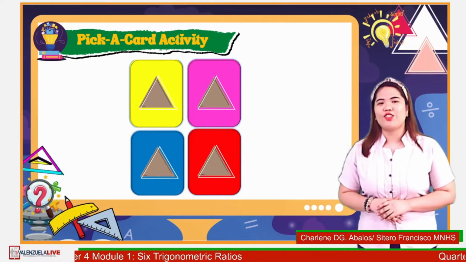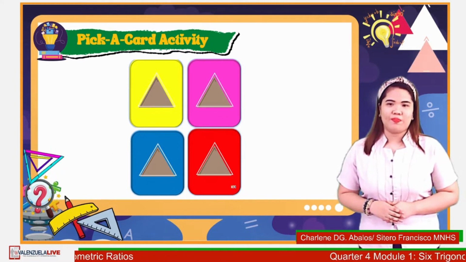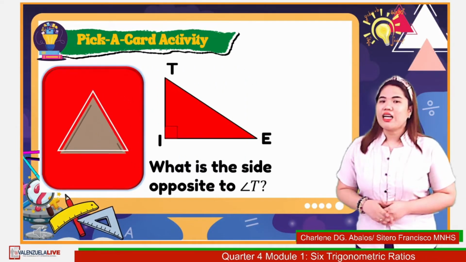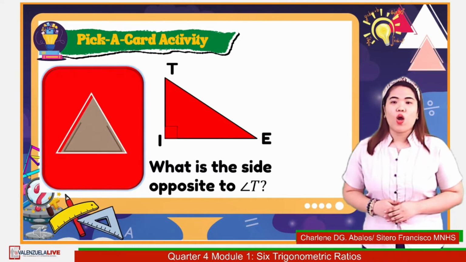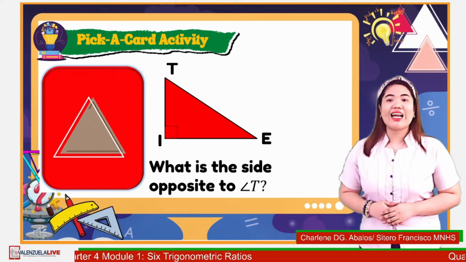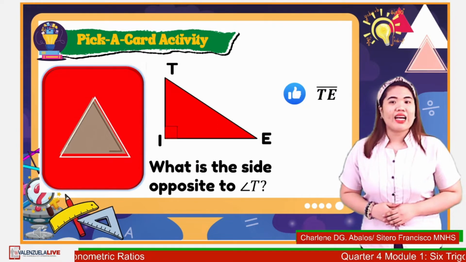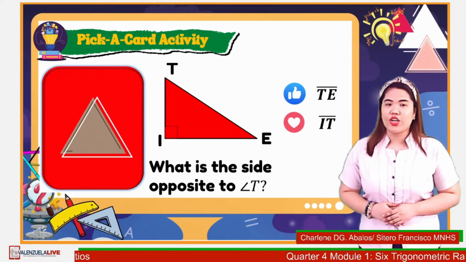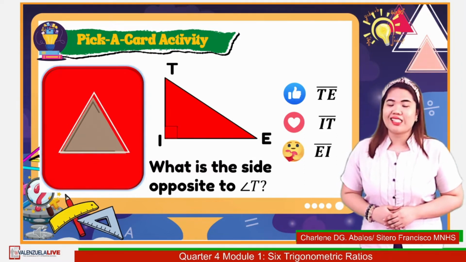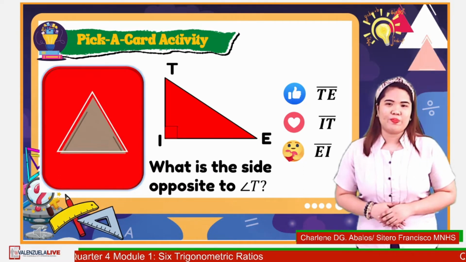Okay, you have different answers here, but majority of you chose red card. Here is the question. Given triangle TIE, what is the side opposite to angle T? Click like if your answer is segment TE. Click heart reaction if your answer is segment IT. And care reaction if your answer is segment EI. You have 5 seconds to answer. Go!